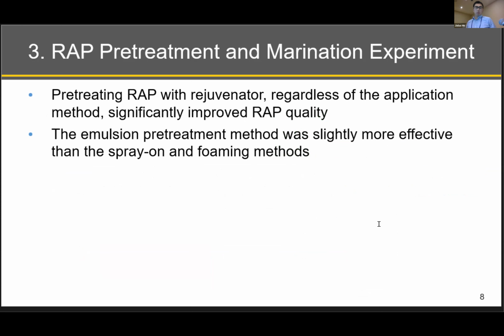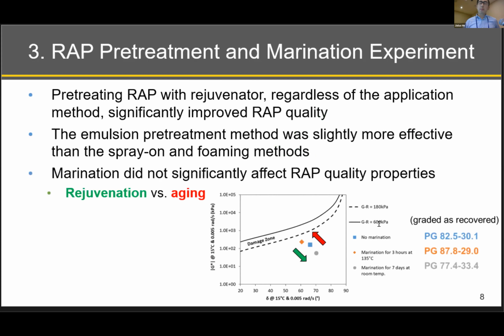Based on those test results, we found that pre-treating RAP with rejuvenator, no matter which application method we look at, significantly improves the RAP quality, which is not surprising to us. Among the different pre-treatment methods, the emulsification approach worked a little better than the other 2 approaches investigated in the study. When we look into the marination, we did not find a significant impact on the RAP quality characteristics. But when we look into the extracted binder testing, we found an interesting observation: marination creates a battle between rejuvenation and aging.